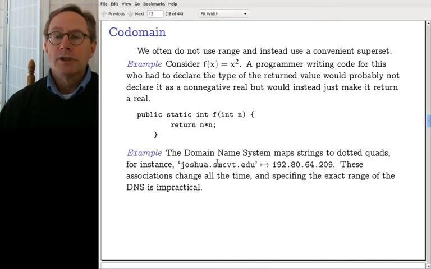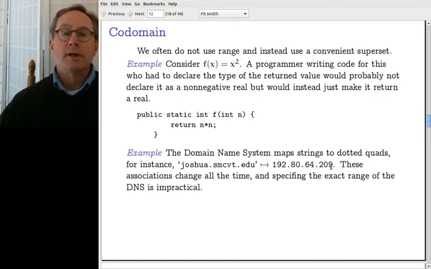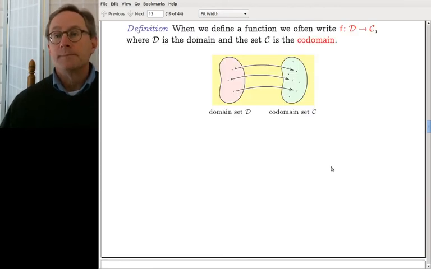Now these associations between names and dotted quads change all the time. Websites are appearing, disappearing, addresses come and go, sort of stuff. So specifying the exact range, which dotted quads are in use at exactly this moment, is basically not possible. So instead it's convenient to just say it could be any dotted quad. It's a convenient superset of the range. So the convenient superset of the range is called the codomain.